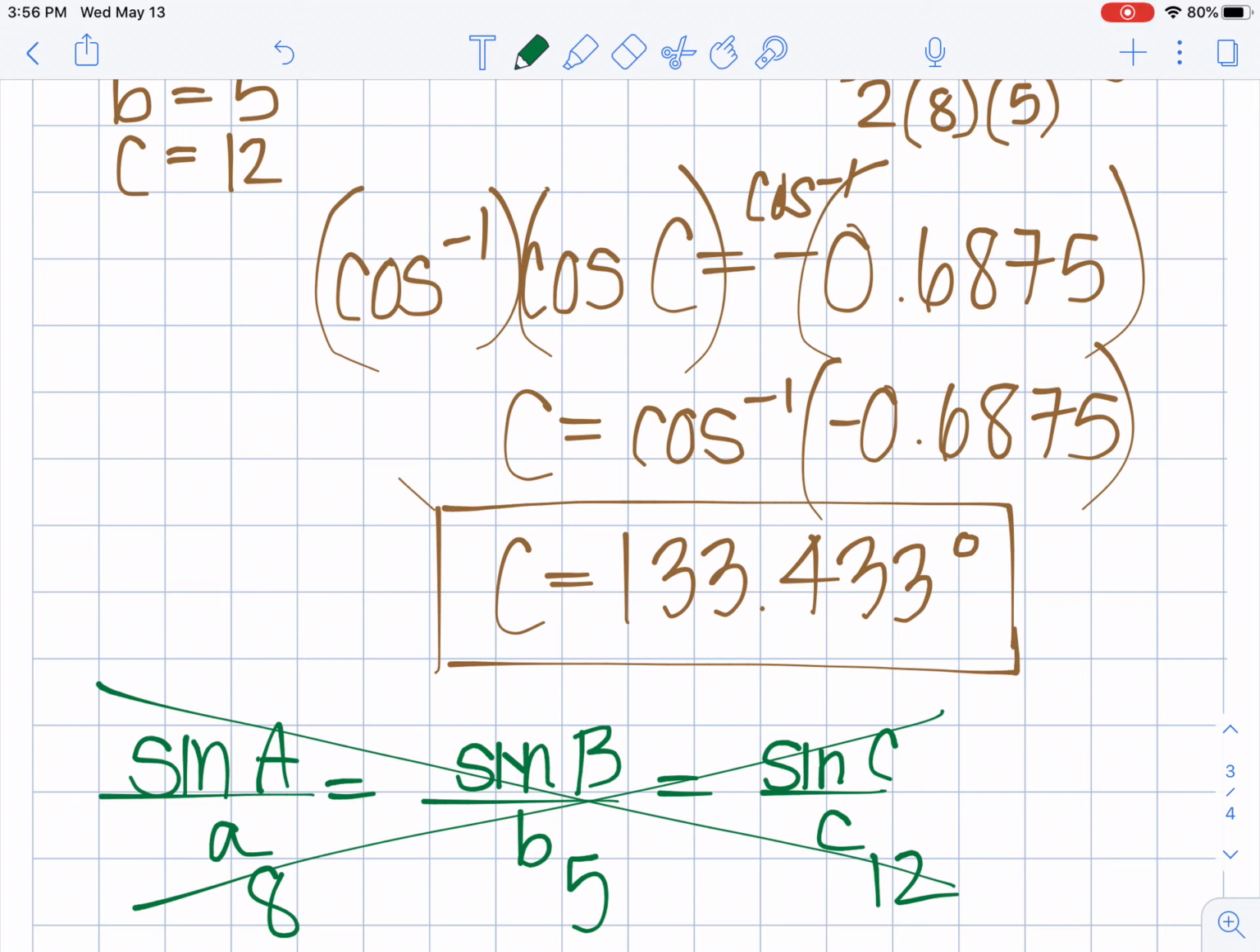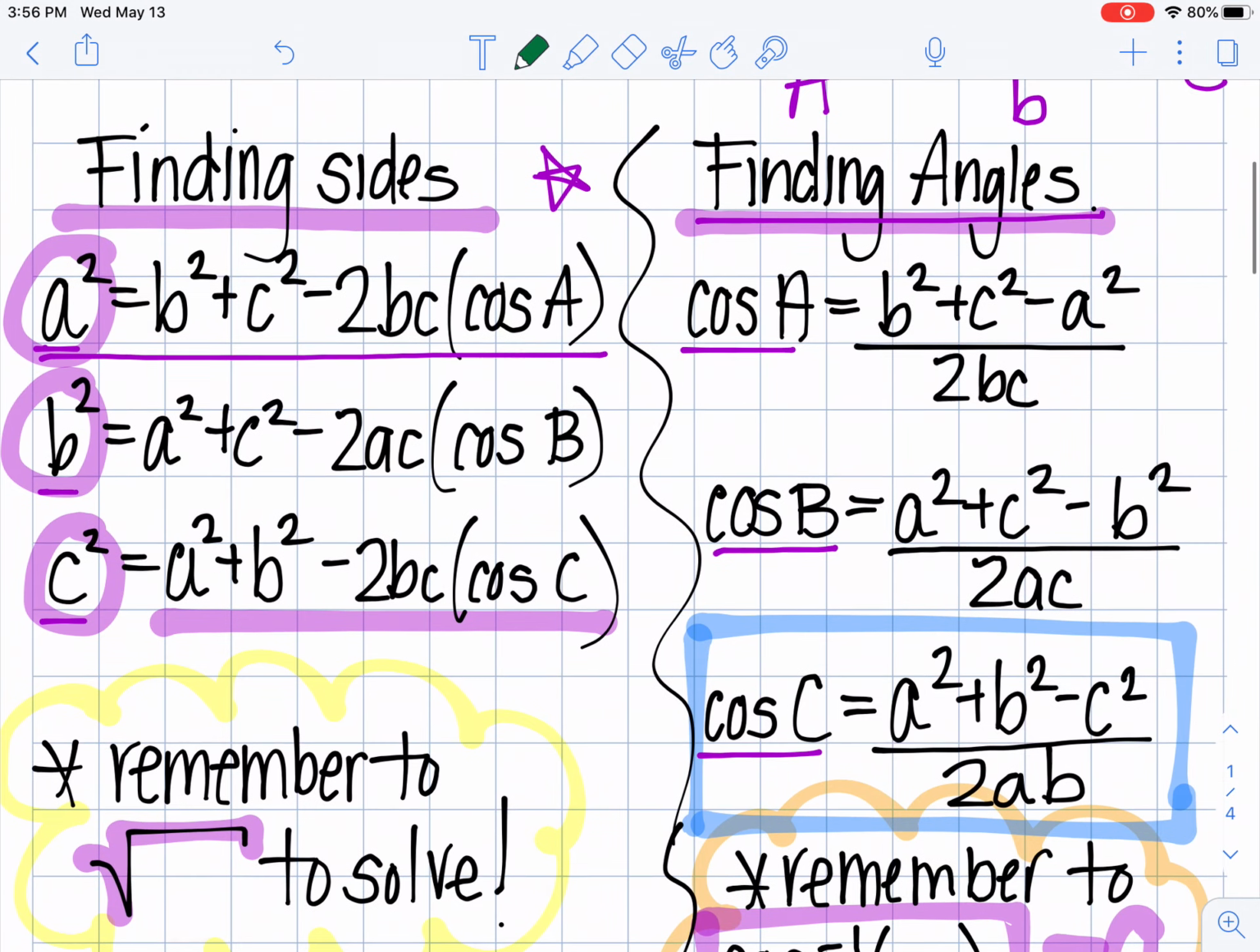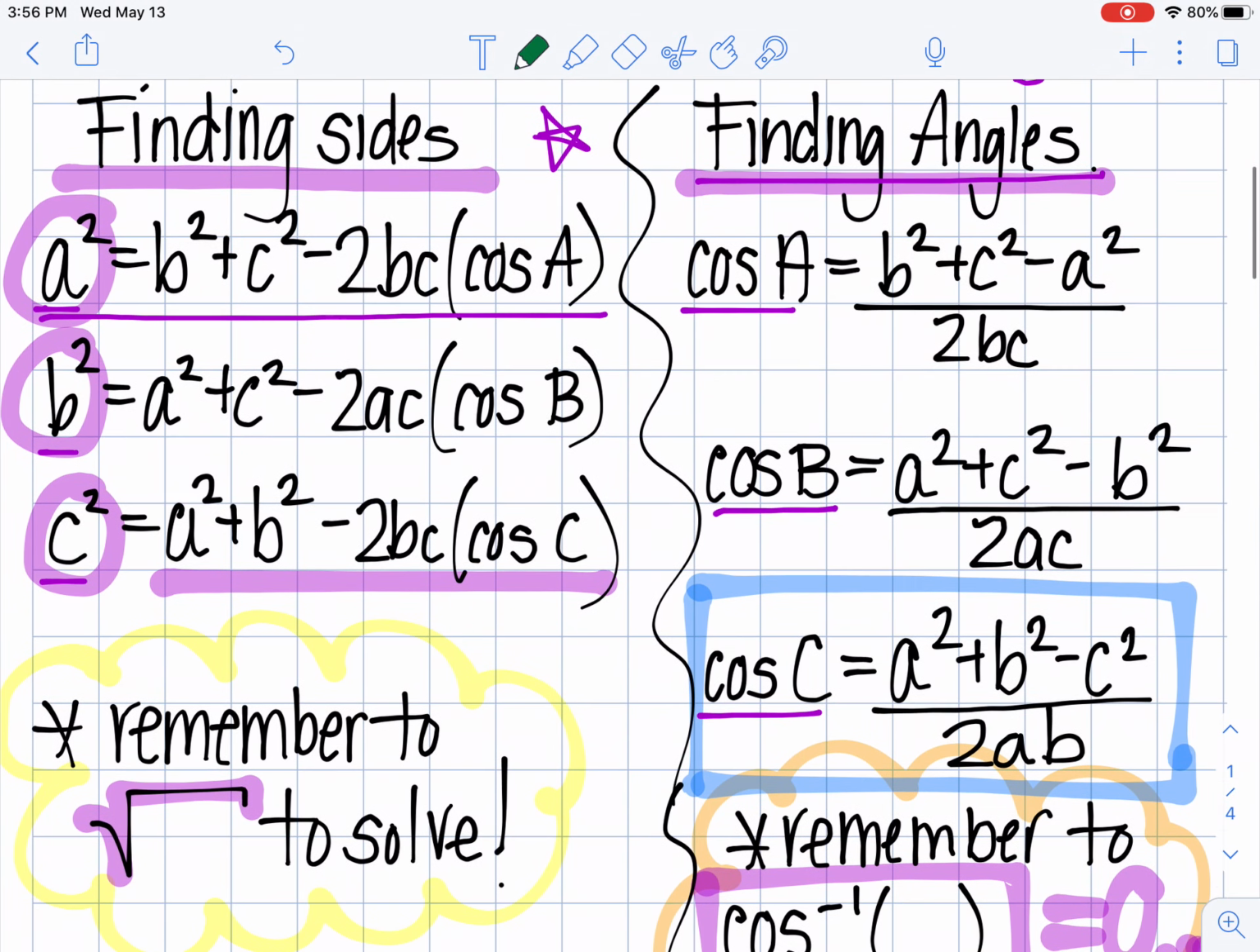So there you go. That's how you use law of sines and law of cosines. Depending on whether you're finding a side or an angle, you're just going to want to stick to these formulas, and you should be all set.